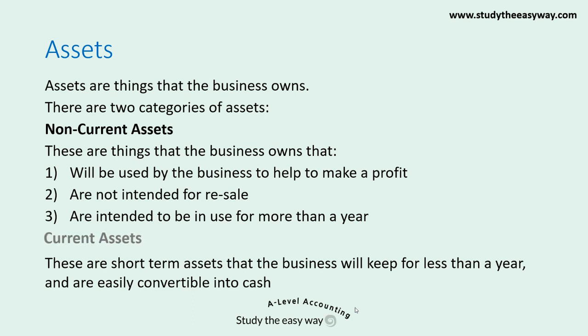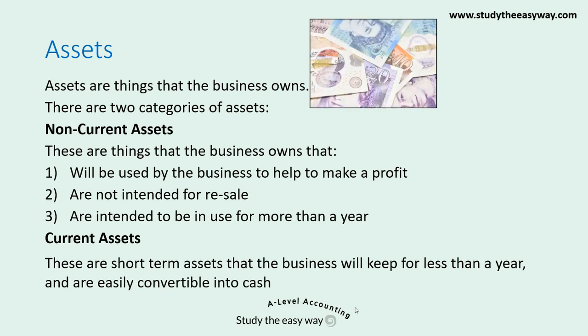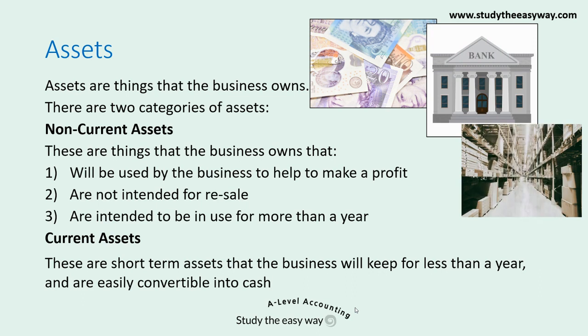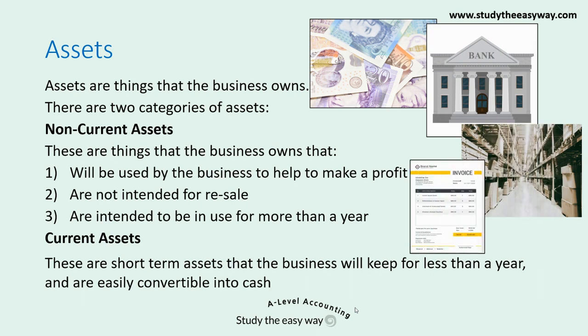Current assets are short-term assets that the business will keep for less than a year that are easily convertible into cash. Examples are cash itself, money in the bank account, inventory, and trade receivables. A trade receivable is an amount of money owed to the business by a customer.